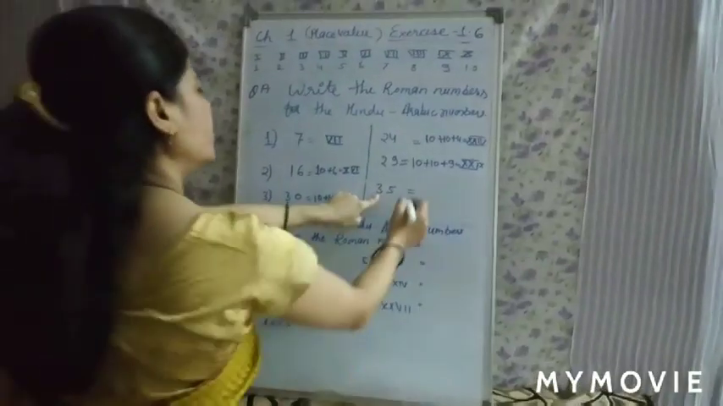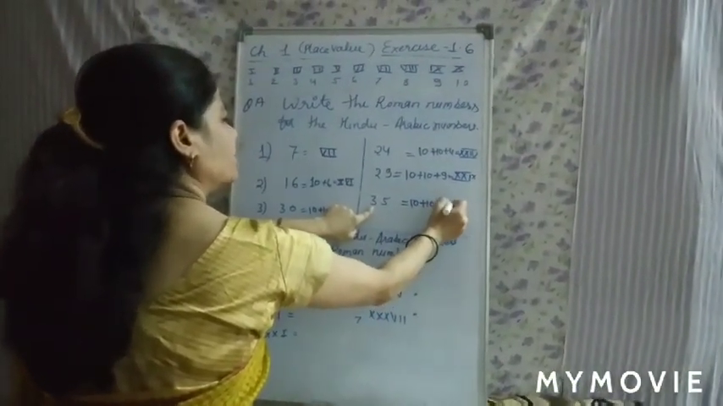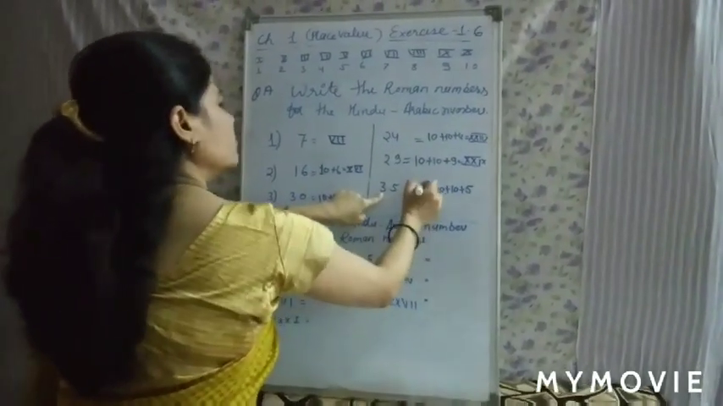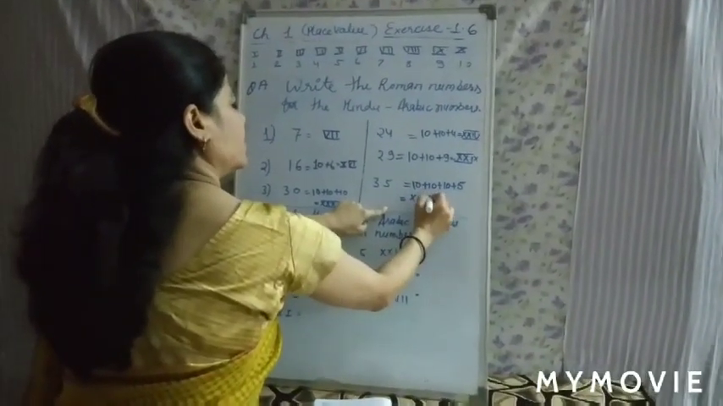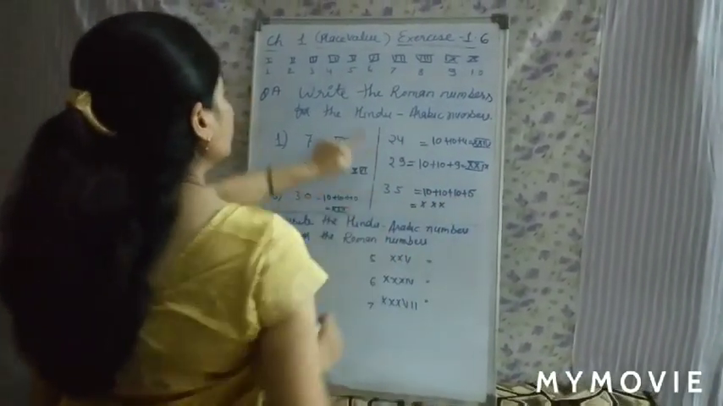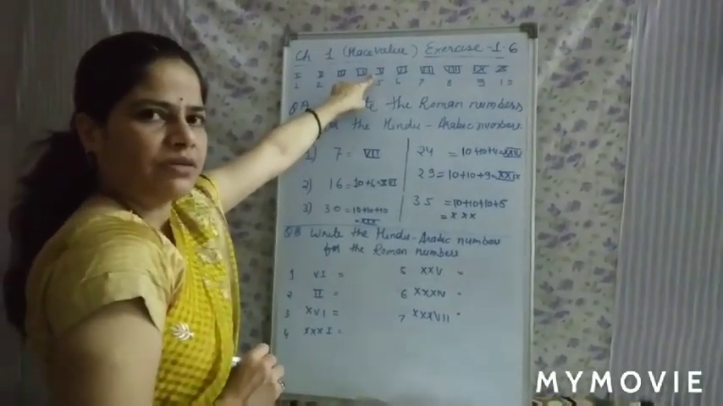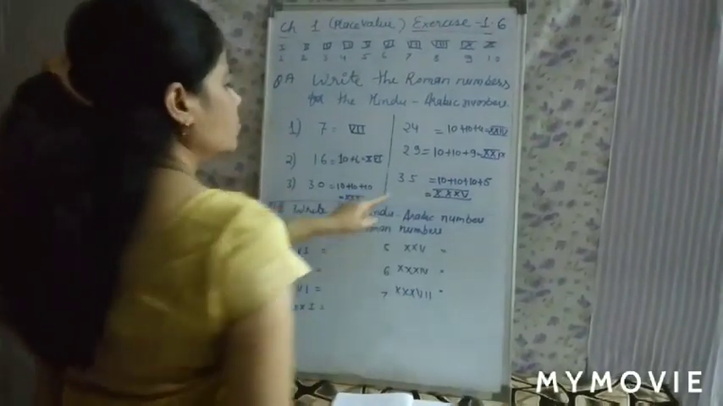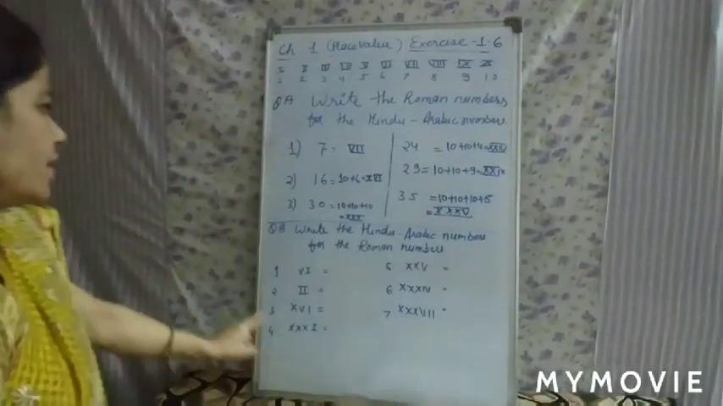Now next is 35. You can write 35 as 10 plus 10 plus 10 plus 5, 3 times 10 plus 5. Now X for 10, then X for 10 again, X for 10 and for 5 the Roman number is V. So you have to write V. So the Roman number for 35 will be XXXV.